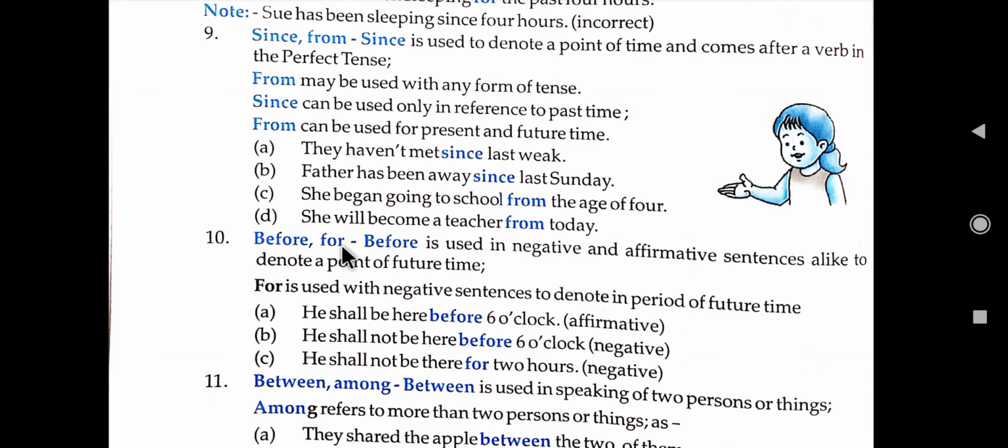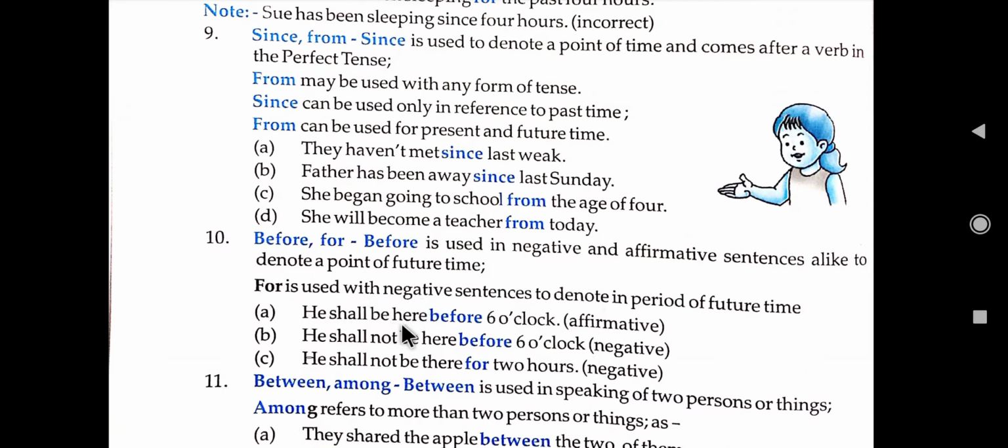Before or for. Before is used in negative and affirmative sentences to denote a point of future time. For is used with negative sentences to denote a period of future time. So both are used in a different way. Before can be used with negative or affirmative, but for is always used with a negative sentence.